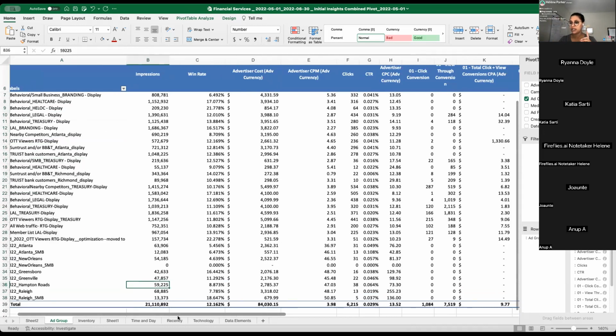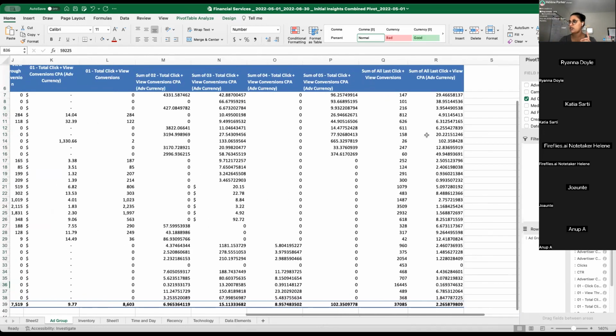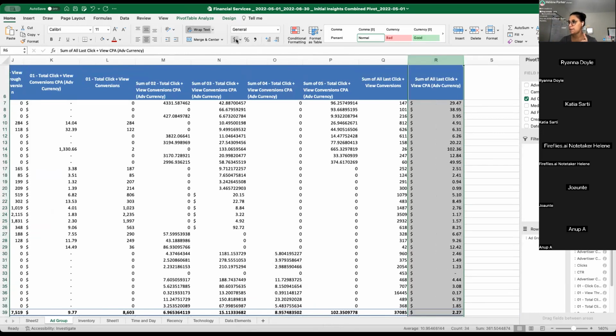The first thing you want to do, and then we'll get into the inventory, is that based on your KPI, which for me is CPA, okay?